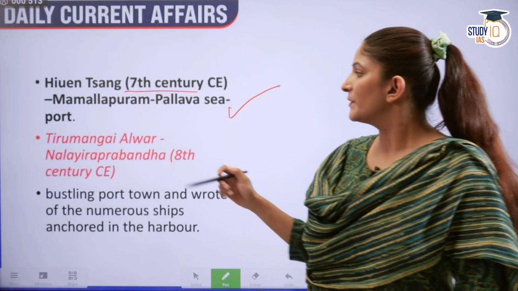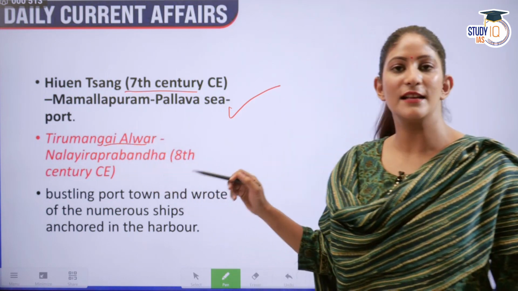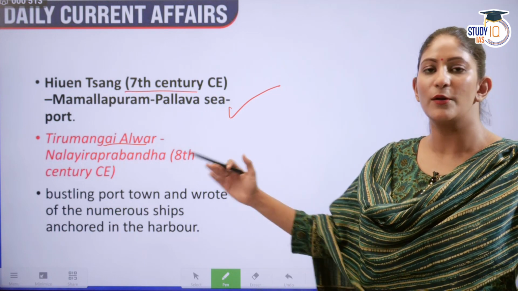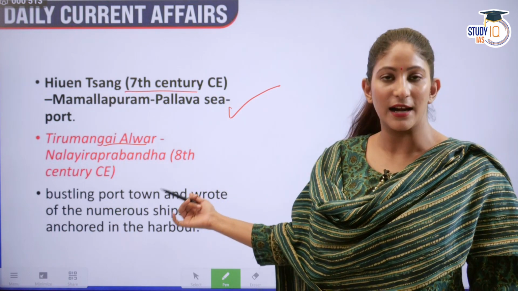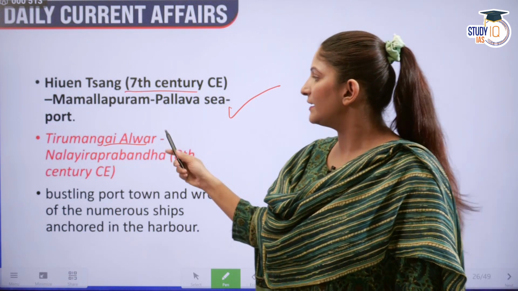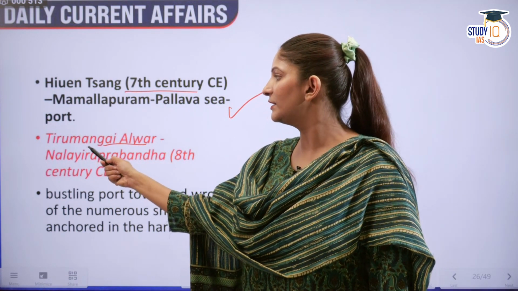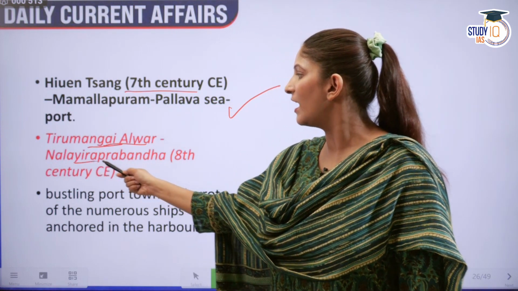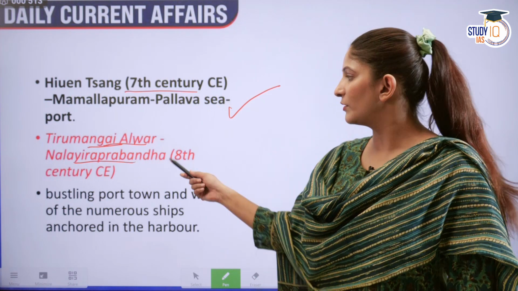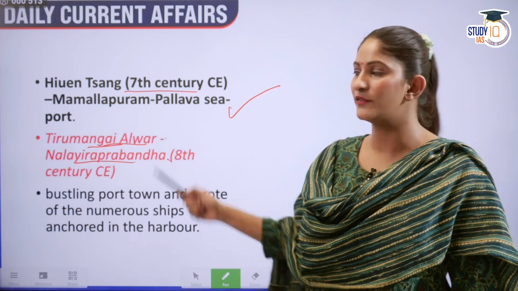The Alvar, Tirumangai Alvar, has also described Mamallapuram as a port because ships were anchored there and it was a thriving port. That means extensive commercial relations were built. This book was written by Tirumangai Alvar, the Nalayira Divya Prabandham. If it is asked in your preliminary examination about this book, you can know who has written it.